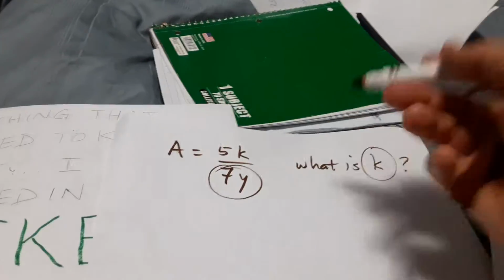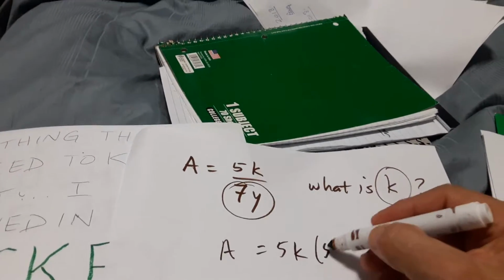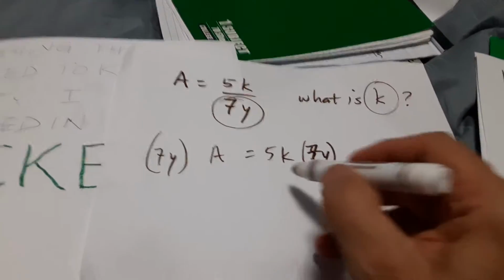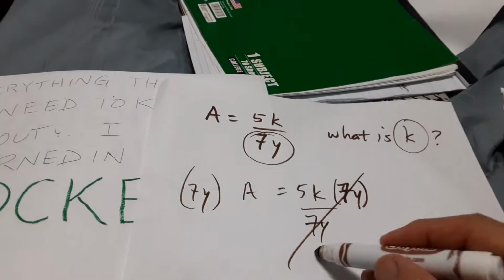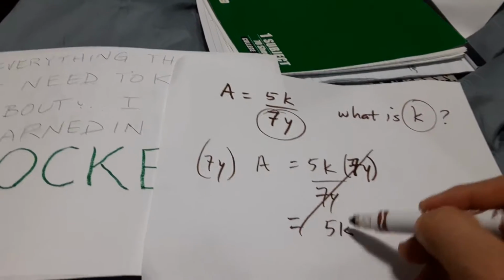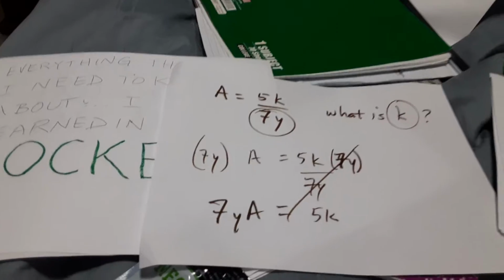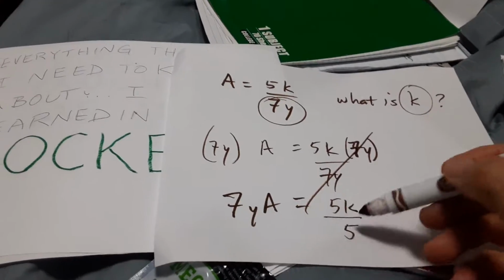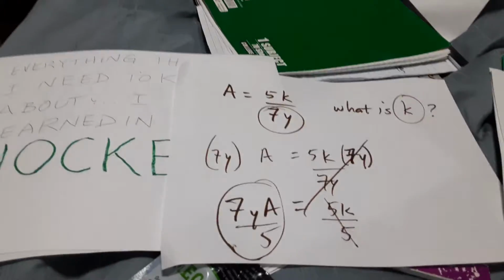So that means we have to multiply on both sides. A equals 5K times 7y, times 7y on both sides. And so the 7y that's down here, those cancel. So now I have 5k equals 7ya. Look at that. That sounds nice. So now I need to divide by 5, divide by 5. That disappears, and there's your answer.